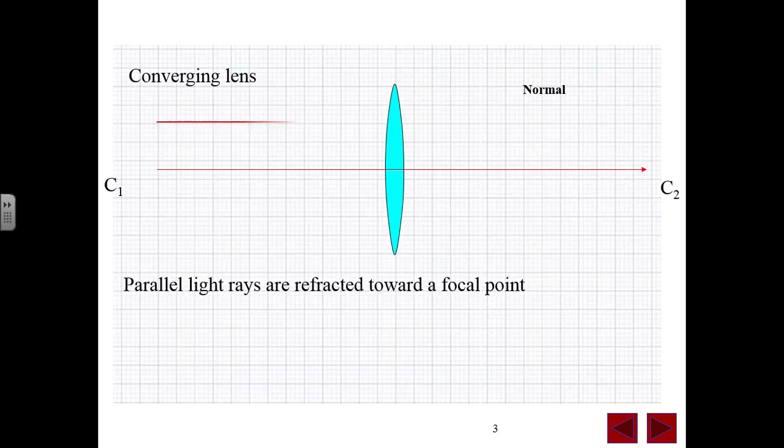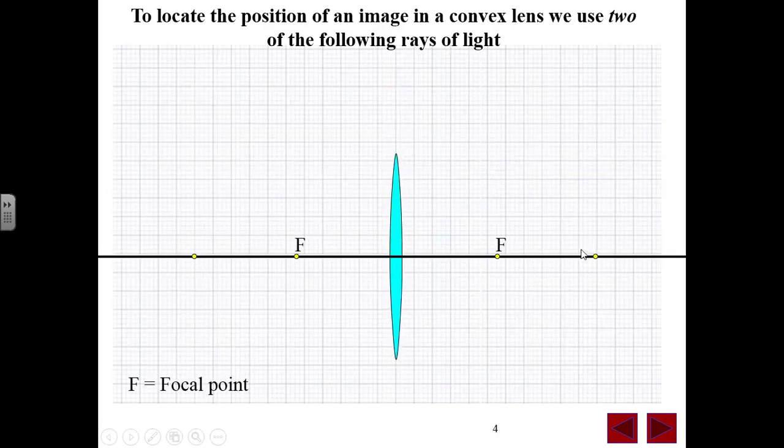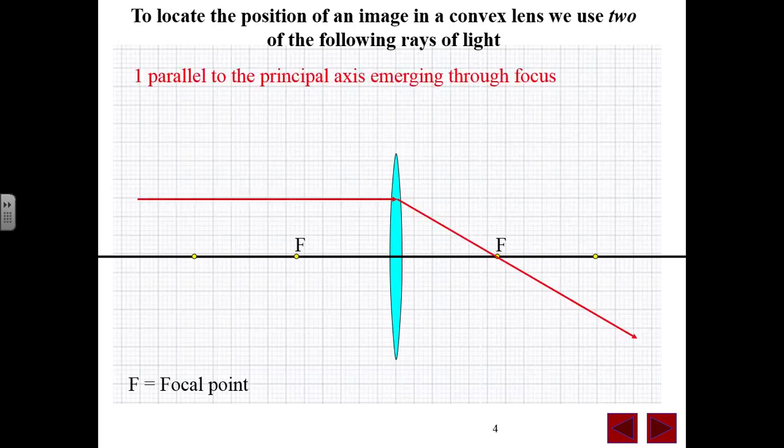What happens with parallel light rays is that they actually get refracted toward a focal point. Since light can travel equally well in both directions, there are actually two focal points for the lens, one on the right side and one on the left side of that lens. What would be true is if you have light rays that travel through this focal point, they get refracted parallel. So let's look at some ways to find the image from a converging lens using a ray diagram.